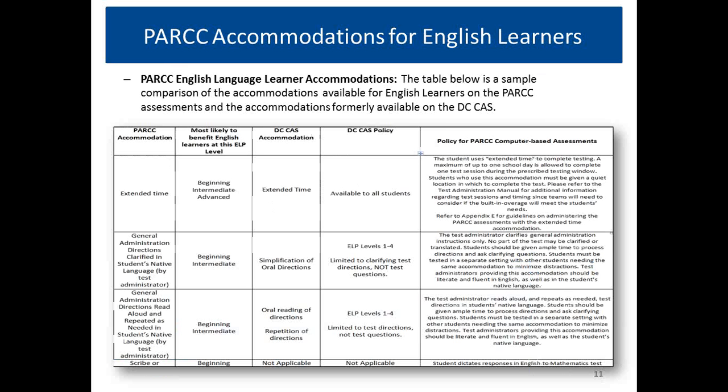So here is a snapshot of those crosswalks and what they look like. For example, at the top of this snapshot, you'll see the extended time accommodation. And so this is an accommodation that would likely benefit students with beginning, intermediate, or advanced English language proficiency. And it had the same name on the DC CAS. And you'll see a bit more guidance about the policy for its use on PARCC on the right-hand side.